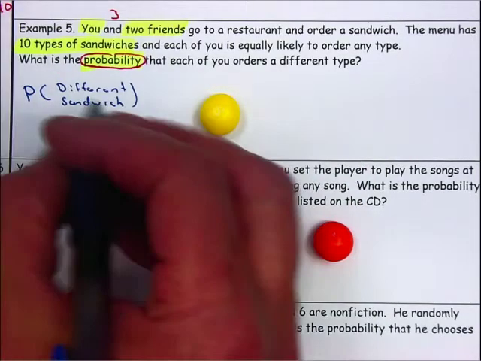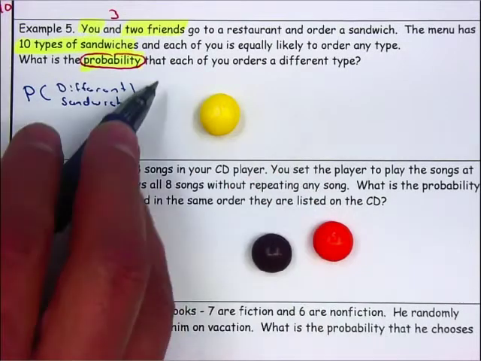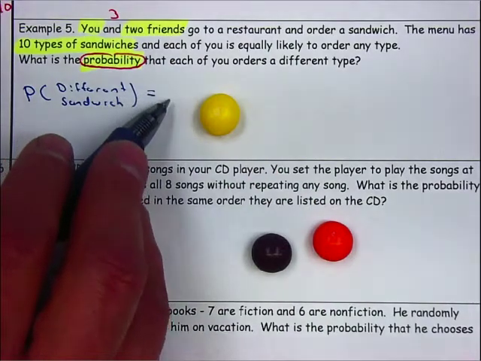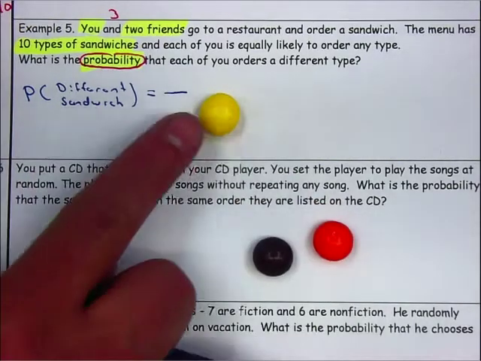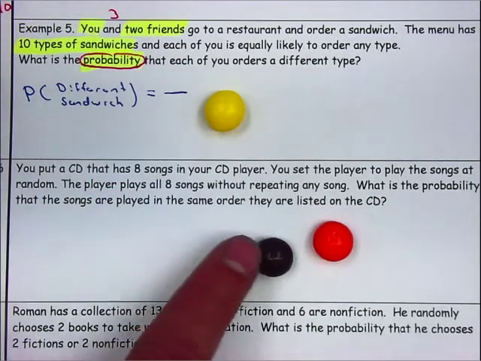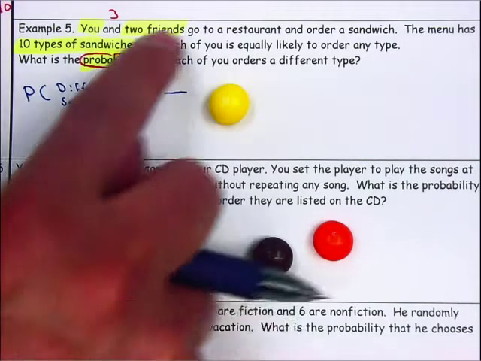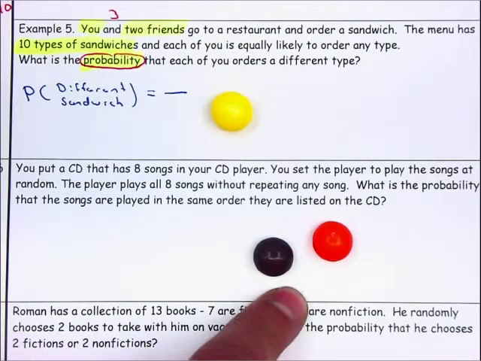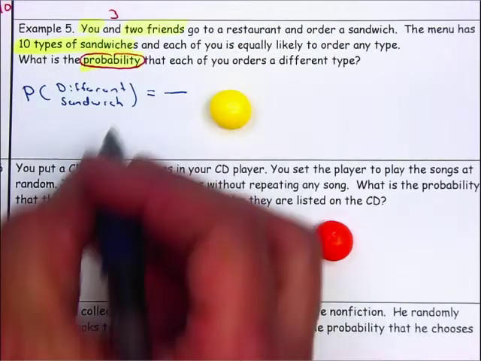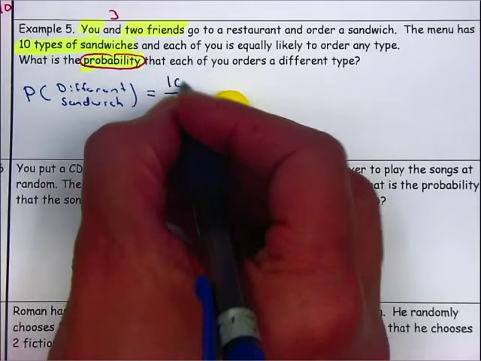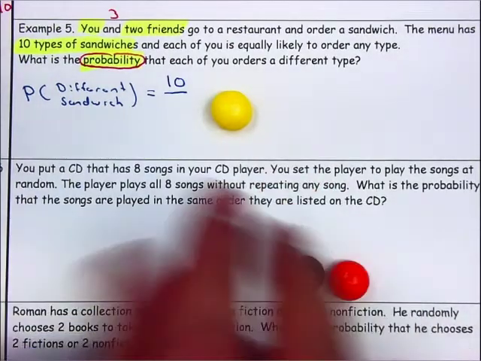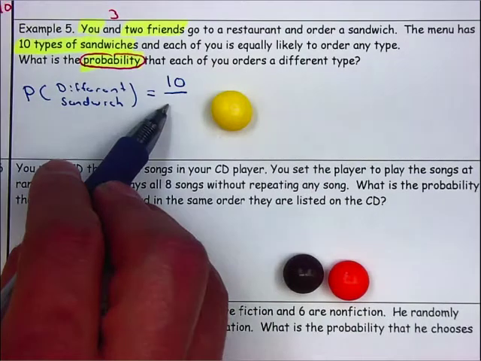So for the first one, remember, it's what you want over the possible. Now, you want a sandwich that's different from them. How many different sandwiches are different from what they've ordered? All 10 of them, right? Because none of them have ordered yet. So how many of them are different? 10. Over what's possible? How many different sandwiches do they have available? 10.